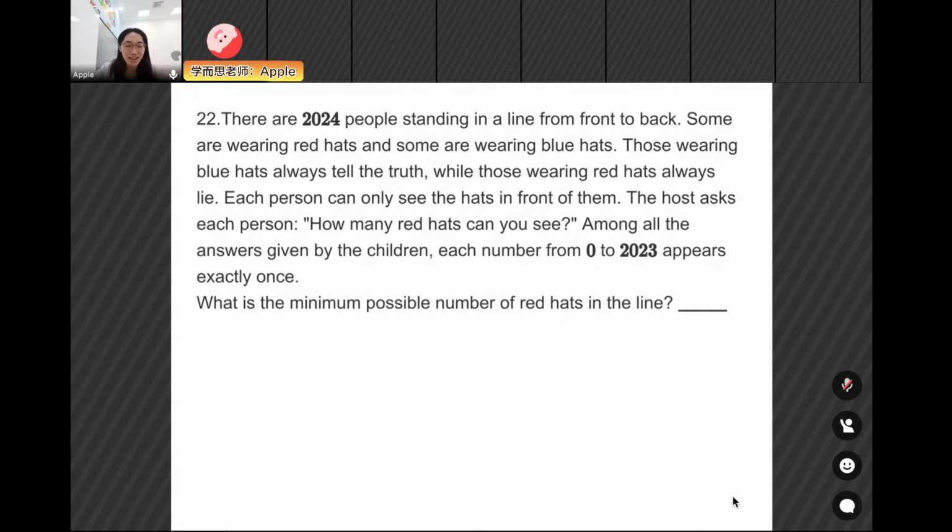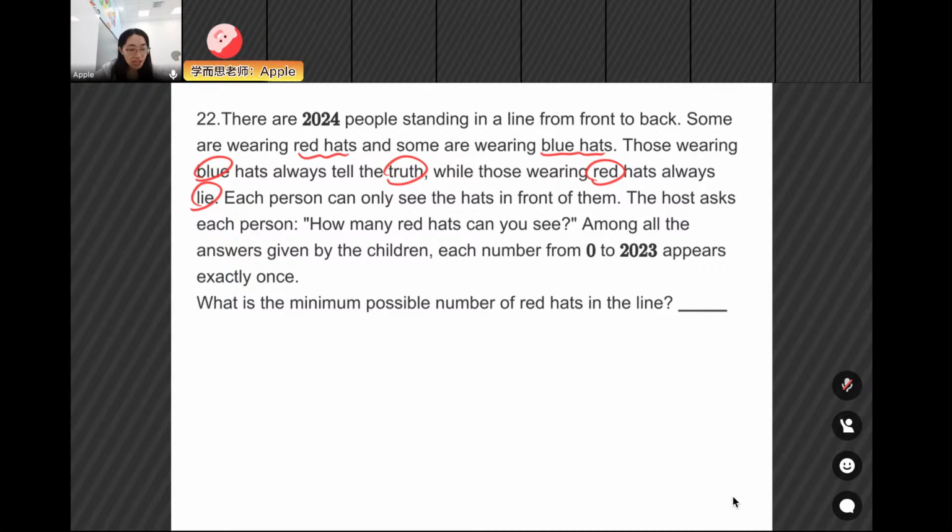There are 2,024 people standing in a line from front to back. Some are wearing red hats and some are wearing blue hats. Those wearing blue hats always tell the truth. Those wearing white hats always lie. And then each person can only see the hats in front of them.